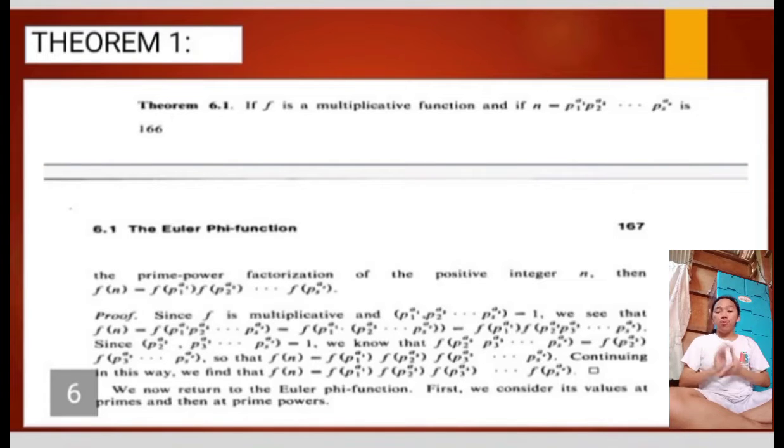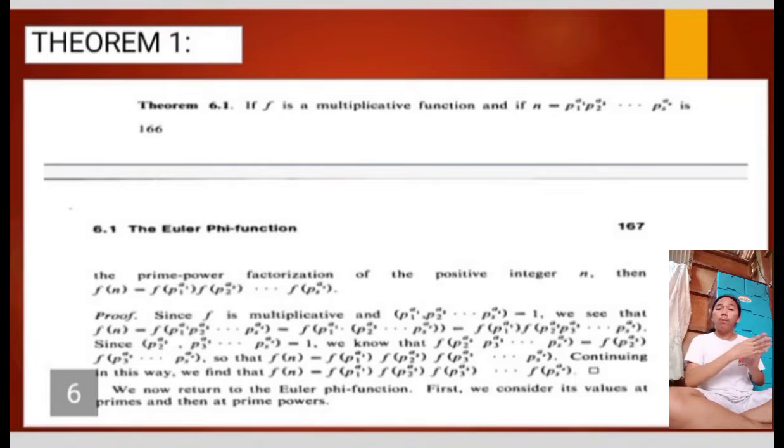So we have Theorem 1. If f is a multiplicative function and n is equal to p sub 1 raised to a sub 1, p sub 2 raised to a sub 2, all the way to p sub s raised to a sub s, the prime factorization of the positive integer n, then f of n is equal to f of p sub 1 raised to a sub 1 multiplied by f of p sub 2 raised to a sub 2, all the way to f of p sub s raised to a sub s. So let us prove this statement.